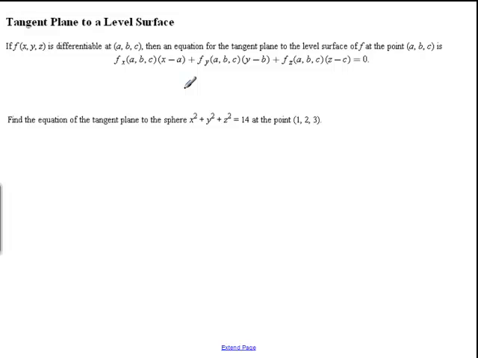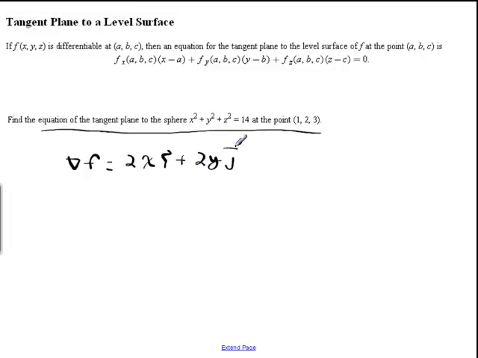So let's look at an example of that. Let's find the equation of the tangent plane to the sphere at this given point. So we say, well, del f is the following. And then if we plug in our point 1, 2, 3, we're dealing with 2i plus 4j plus 6k. That's my gradient vector.